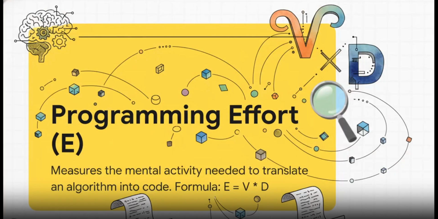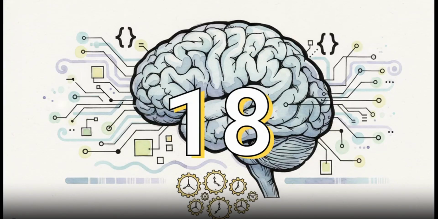So you take the size of the idea, that's the volume, and you multiply it by how hard it is to work with, that's the difficulty, and what you get is programming effort. It's basically a single number that tries to capture all the brainpower it took to bring that piece of software to life. And this part is just wild.